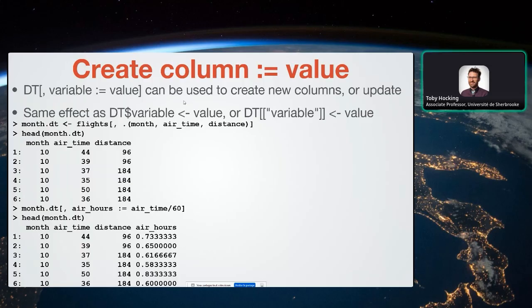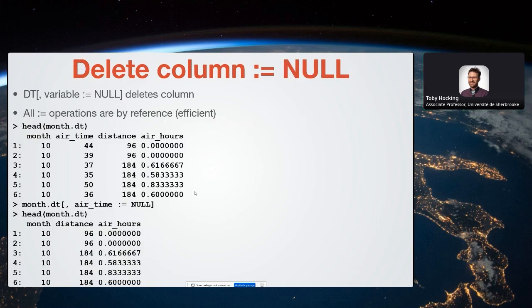To create a column, as an example, here we create a new column called air hours, colon equals air time divided by 60. And so then we get a new column here, air hours. We can also delete a column by using colon equals null. Null on the right-hand side means that we want that column to disappear. After we do that, we see that the air hours column is still there, but we deleted the air time column. You can see the air time column is no longer between month and distance.